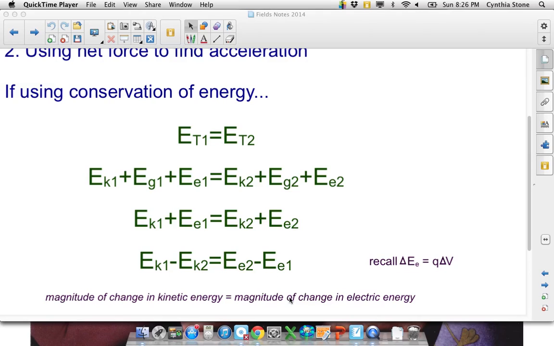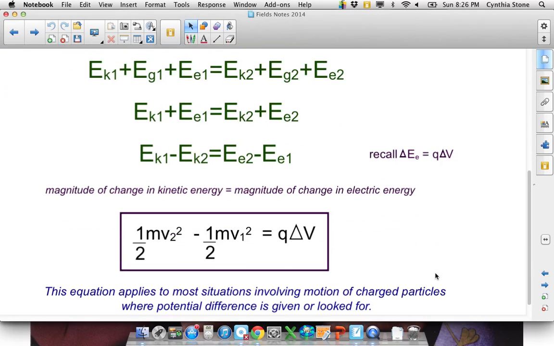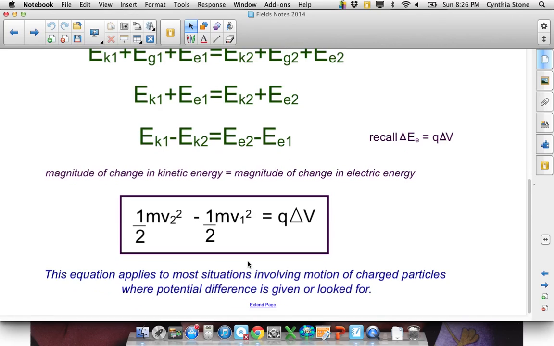The second thing I'm going to do, so you keep that in mind, is that the change in electrical energy is actually Q change in V. And we learned that formula earlier. So this actually leads to a nice formula that we can apply. So this becomes a very important formula. We're thinking in terms of magnitude, so sign doesn't matter very much. And I'll show you how to apply that.